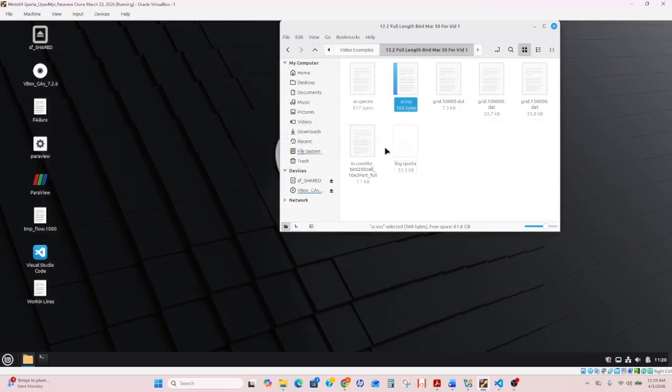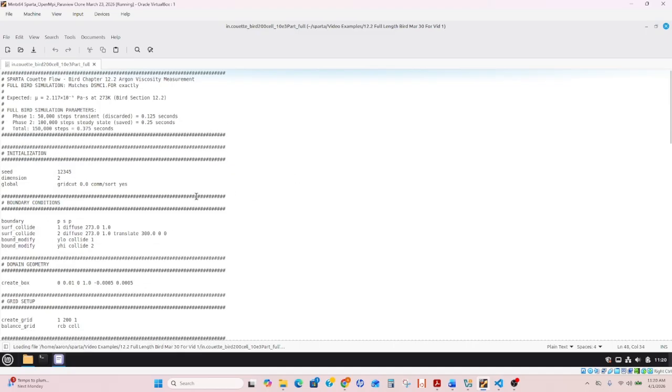All right, so next we get into the input script. This is what Bird said in section 12.2, that the measured number was for the viscosity coefficient of argon at 273 Kelvin. I just put that in there. That's the number we're roughly comparing to. You see here, I'm going to have 50 transient steps that are discarded. That's a total of 0.125 seconds, and then for our steady state, we're going to take data over 0.25 seconds. Total of 150 steps, total 150,000 steps.